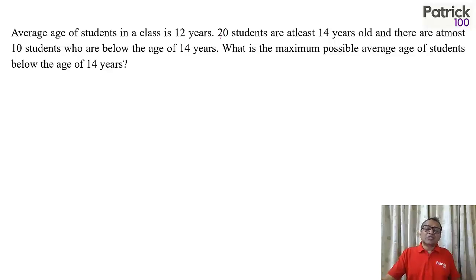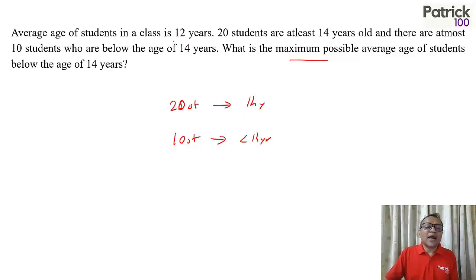Average age in a class is 12 years. 20 students are at least 14 years. Look, normally when you have a maximum or minimum range given, at least or maximum, take it as the value. So you say 20 students, at least 14 years means 14 years. Because we want the maximum possible, the value which is more than the average should be as close to the average as possible. So let's say 14 years. At most 10 students will be below 14 years, and the average is 12.